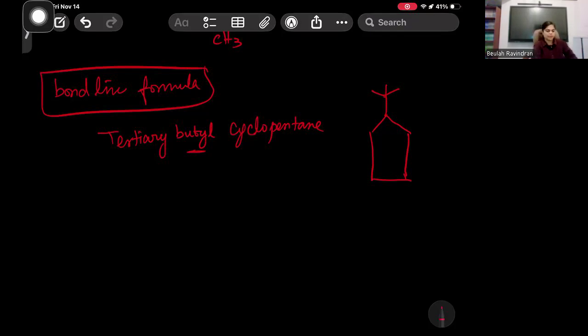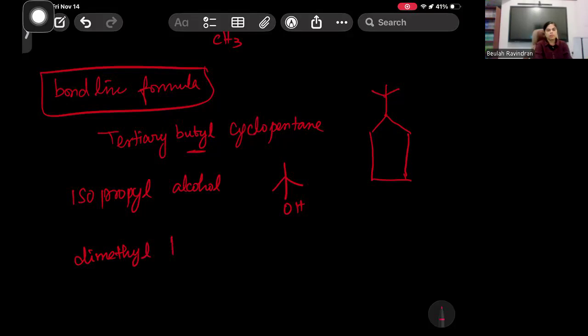So what is isopropyl alcohol? Suppose you are asked to find isopropyl alcohol, it is this one. That's all. Right here OH. Okay. You can write this. Then if you are given dimethyl butanol, what will happen? So how can you write the bond line formula?